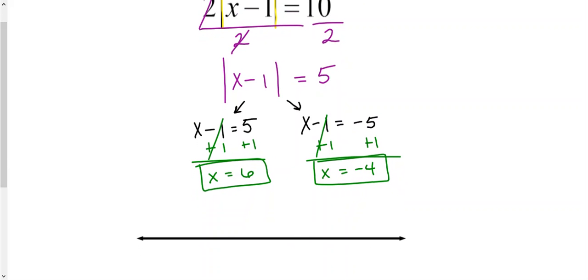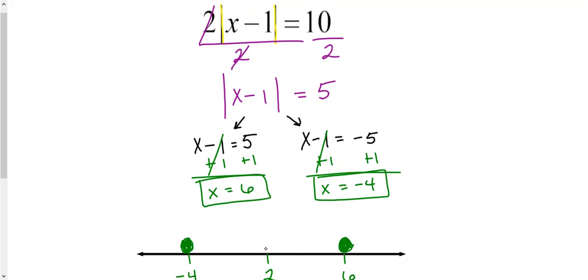Now the last step is to graph it on my number line. My smaller number, my negative one in this case, is going to the left. So negative 4. My bigger number, 6, goes to the right. Any number you want can go in the middle. Let's just put 2, because 2 does fall in between. Since they are both equal signs, where x equals 6, I'm going to give a filled in circle. And then at negative 4, a filled in circle. And that's it. We have our solutions in our graph.